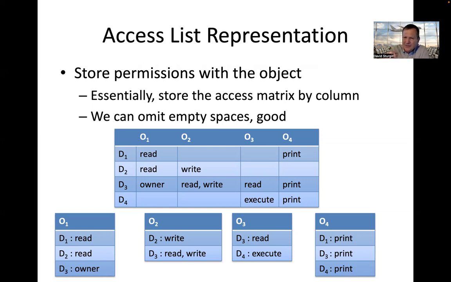I don't have this in this example, but let's say object O4 was a printer. And instead of saying, well, domain D1 and D3 and D4 can print to the printer, if you wanted to say, well, unless I tell you otherwise, everyone can print to this printer, you'd need a special notation for it, but some kind of default access permissions associated with an object. So this gives you a way of storing that.